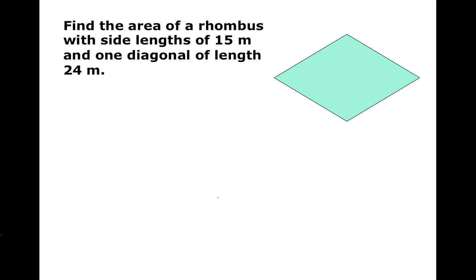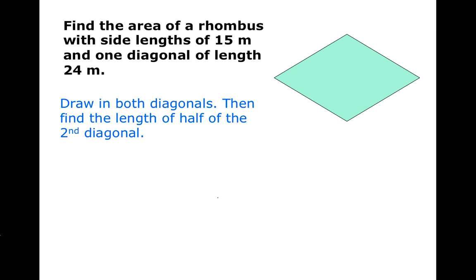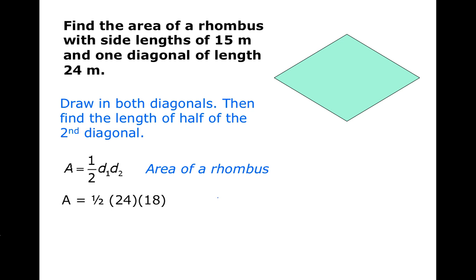Oh, it's 9. So this little piece is 9, and that one's 9. So 18. One diagonal is 18, the other diagonal is 24. So we should be taking 1/2 times 18 times 24, which is 216 square meters. I labeled that one right.